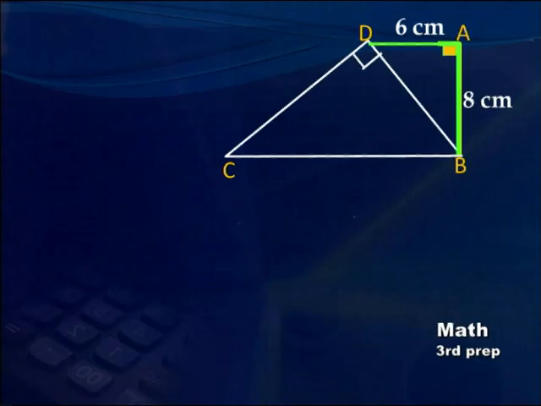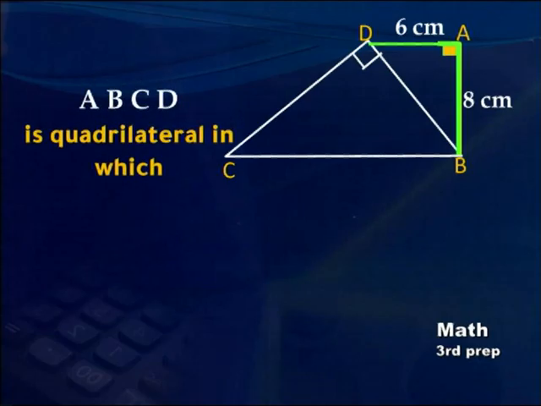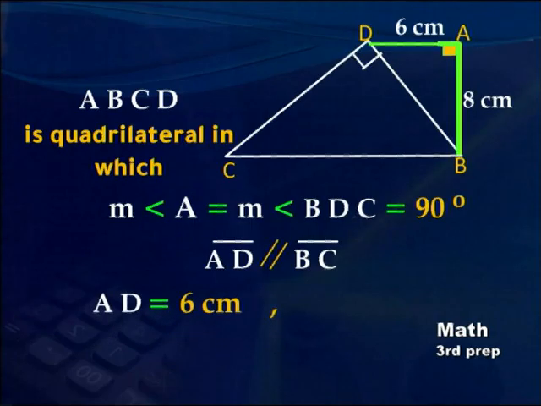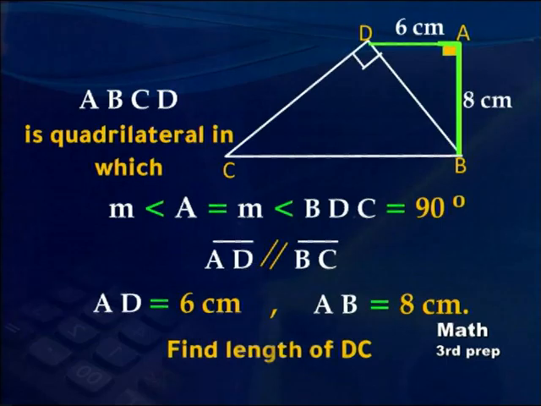In the figure opposite, ABCD is a quadrilateral in which measure angle A equals measure angle BDC equals 90 degrees. AD is parallel to BC, and AD equals 6 centimeters and AB equals 8 centimeters. And I want you to find the length of DC. Find length of DC.